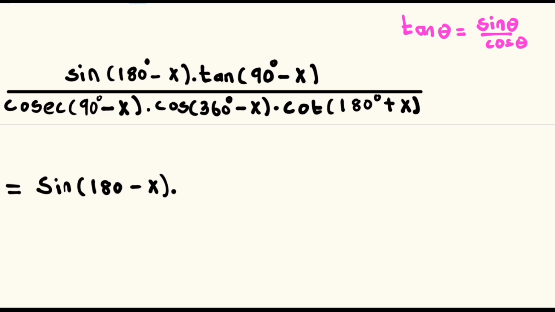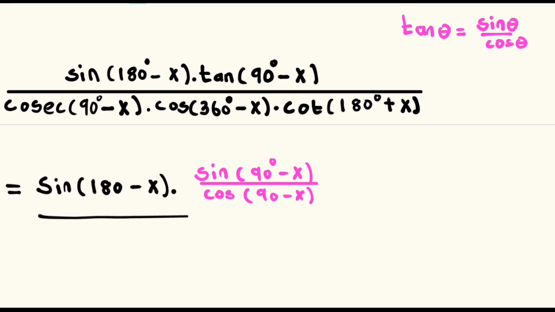So the tan of 90 degrees minus x, we express it as sine of 90 degrees minus x divided by the cos of 90 degrees minus x. And this whole thing will be divided by the cosec of 90 degrees minus x.